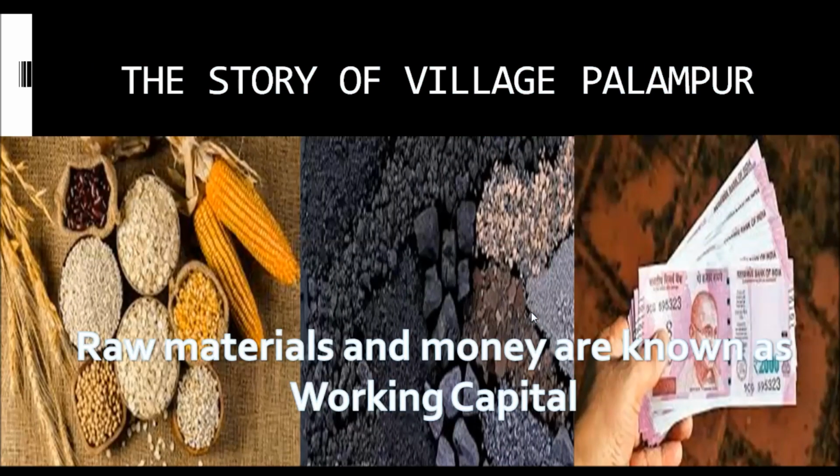Each type of industry requires its own raw materials. For example, in agro-based industries, we need sugar cane to manufacture sugar. For the iron and steel industry, we require iron as the raw material. So, raw material and money. Money is very important to start any activity. So, this is called the working capital.